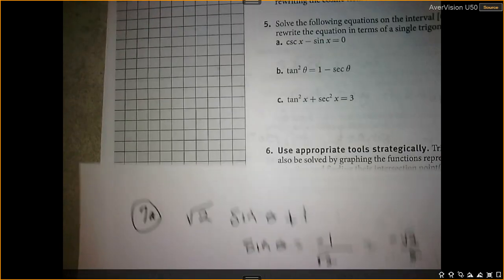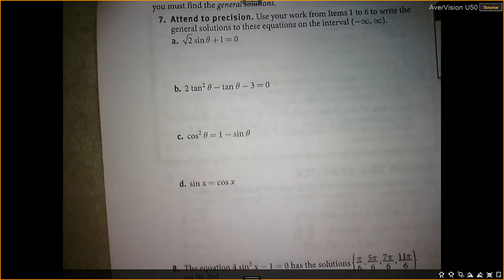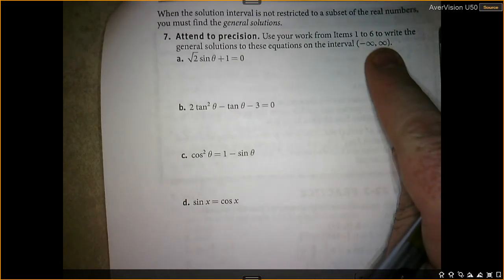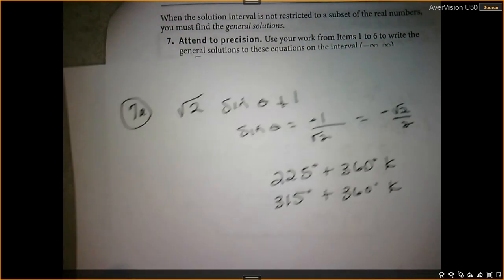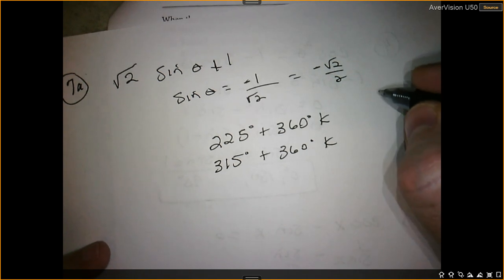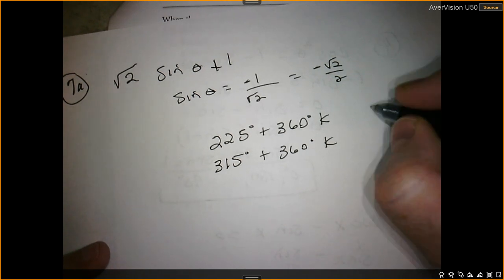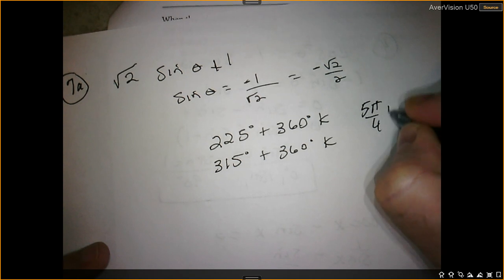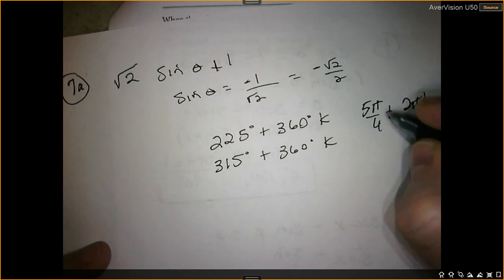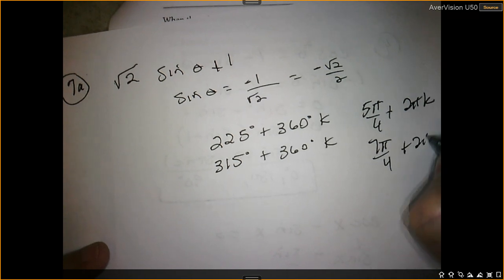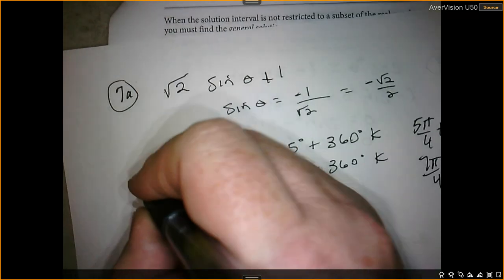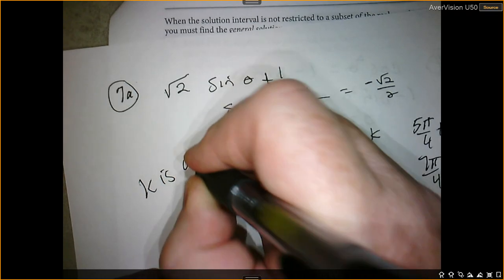Let me look at the instructions. The instructions say between negative infinity to infinity. So it doesn't say in degree or radian mode, so you can use either one. Unless it's specific, it doesn't give details. So instead of 225, you could put 5 pi fourths plus 2 pi k, which is what we're used to. Instead of 315, you can put 7 pi fourths plus 2 pi k. But don't forget, you need to put k is an integer.